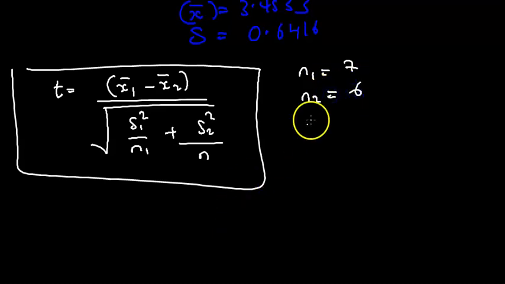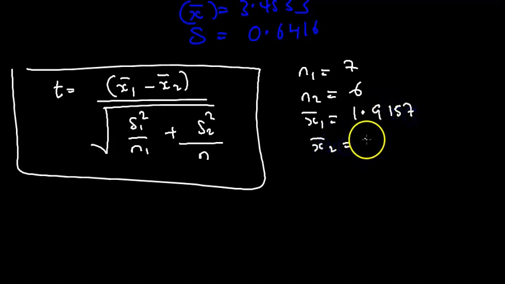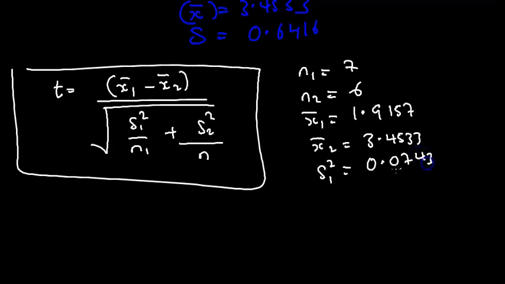For the rheumatoid, it's simply going to be 6. X bar 1, which we calculated previously, I promise you if you go back, it's going to be 1.9157, and x bar 2, feel free to check, is 3.4533. What about the standard deviation of the normal people, which is going to be 0.0743? But remember, this time around it is going to be squared. We're going to square it here.